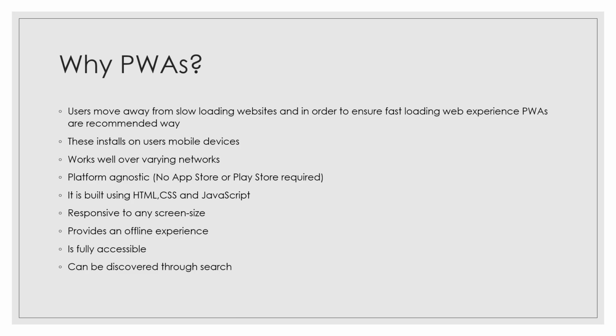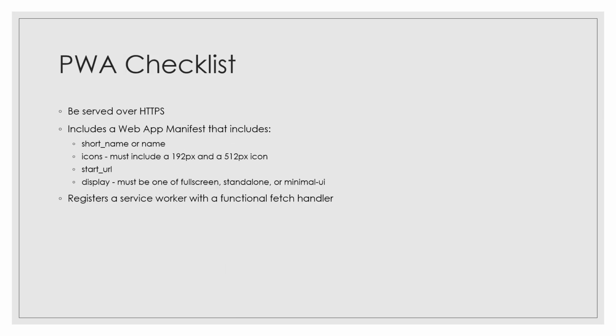But before we go ahead and start creating our PWA, let's see what are the minimum checklists that we need to follow. The first requirement is that it should be served over SSL. So our content must be hosted on a secured site, and once that is there, we must have a web manifest. Now the web manifest must contain short name, icons, start URL, and display mode, that is full screen, standalone, or minimal UI. We also should have a service worker with a functional fetch handler.